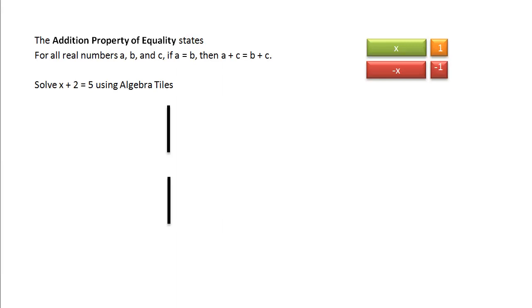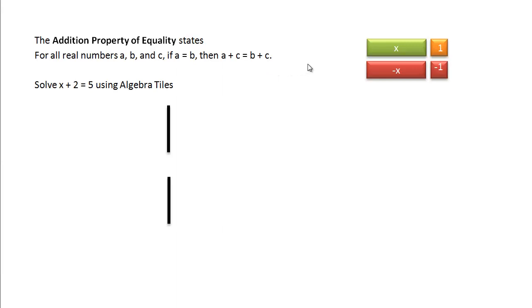Okay, so let's solve some equations. The addition property of equality tells us that for all real numbers a, b, and c, if we have an equation in which a is equal to b, then we can add the same number to both sides of that equation without changing the equation itself.